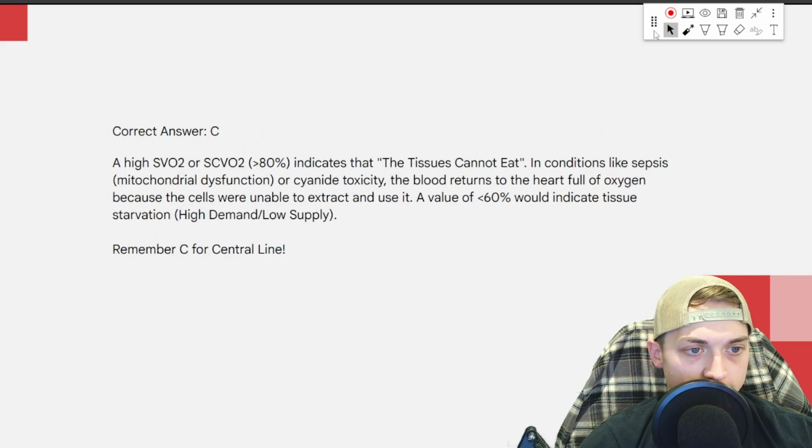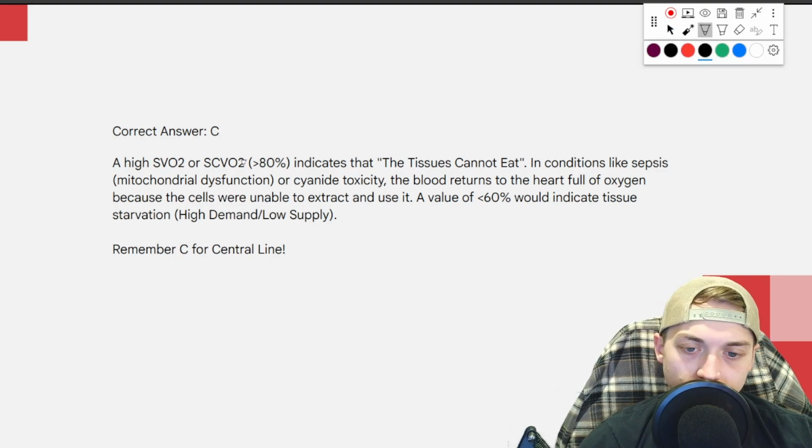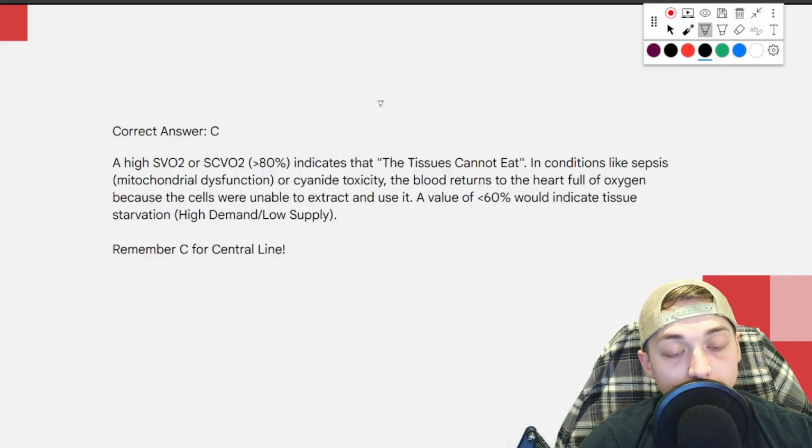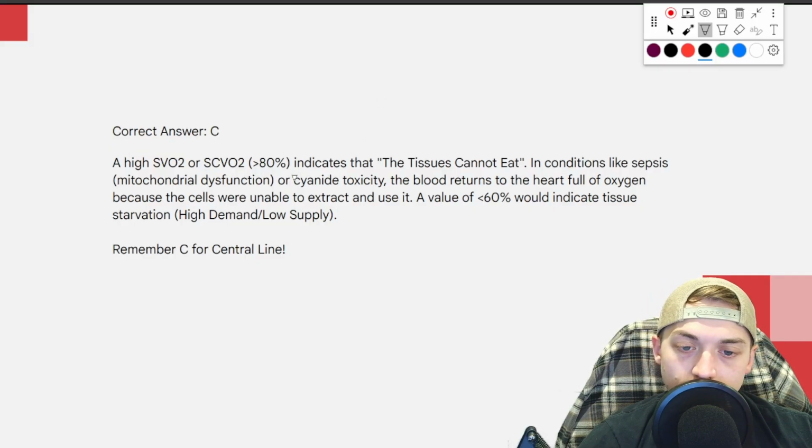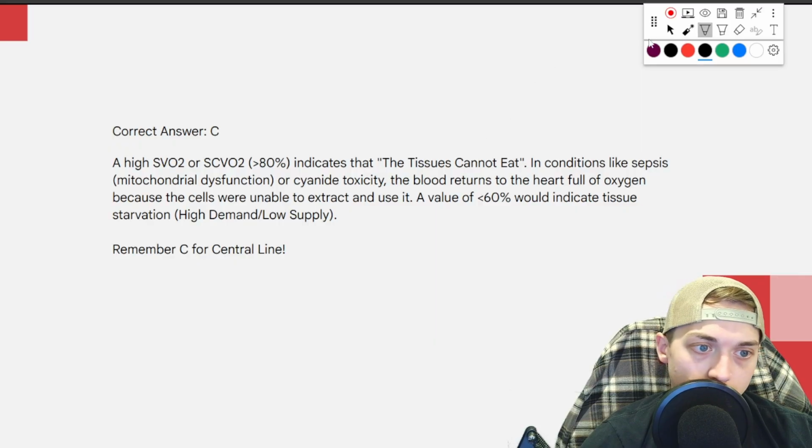All right, so the answer is C. Now, I know that this is probably kind of confusing. I didn't actually write this one very well, but a high SvO2 or ScvO2, like greater than 80%, means that the tissues can't eat. So sepsis can cause mitochondrial dysfunction, or things like cyanide toxicity. The blood returns to the heart full of oxygen because the cells couldn't use it. So if this was less than 60, it means that the tissues were very hungry and that you should feed them.